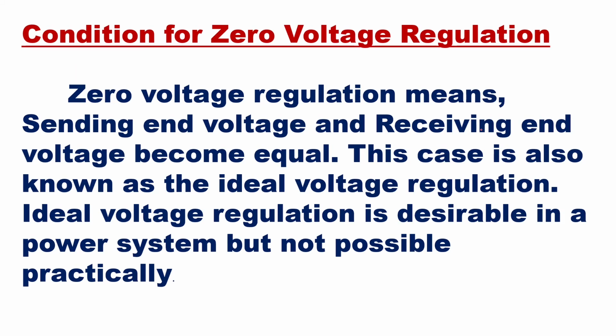Then what is the condition for zero voltage regulation? Zero voltage regulation means the sending end voltage and the receiving voltage become equal. When the voltage you sent from the input and the voltage at the output are both equal, this case is known as ideal voltage regulation. Ideal voltage regulation is desirable in a power system but not possible practically. This is the condition for zero voltage regulation.